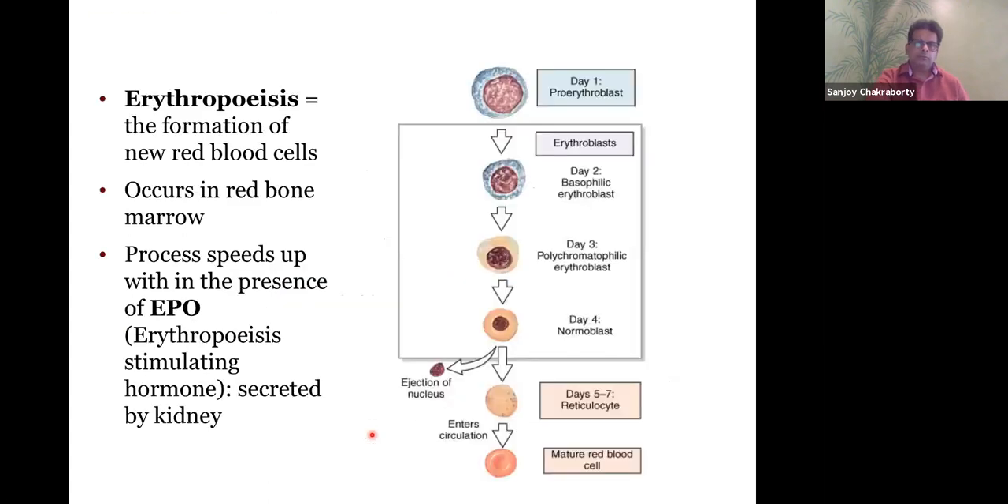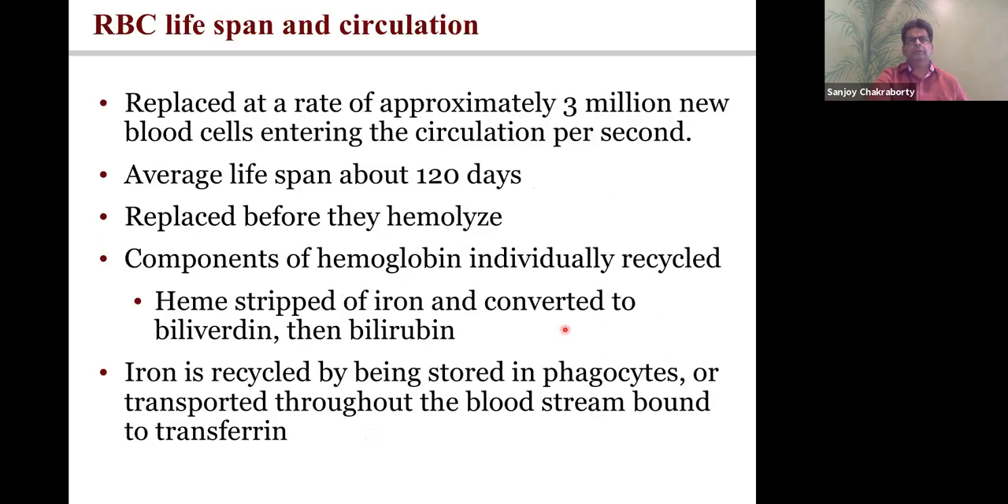So let's go back one more time. When we talk about lifespan and circulation, the average lifespan is approximately 120 days. They are replaced before they break down, called hemolysis, and we now know how they do it. They strip the iron, convert the heme to biliverdin and then to bilirubin, then take it to the liver, and we did the whole thing. So iron is recycled and excess is stored.